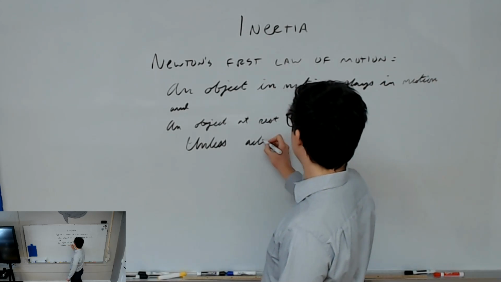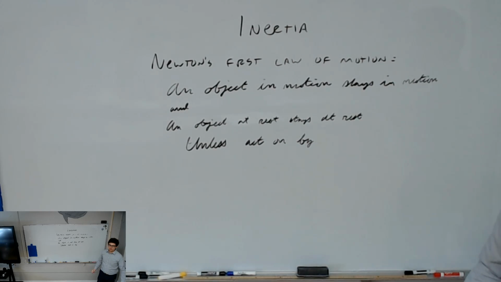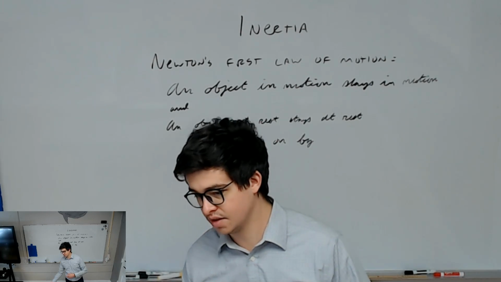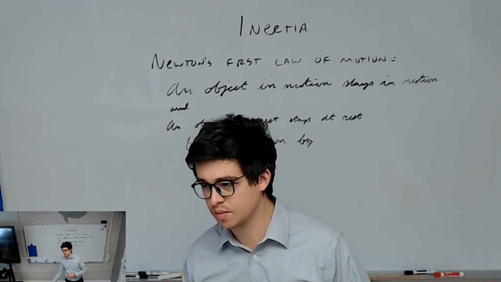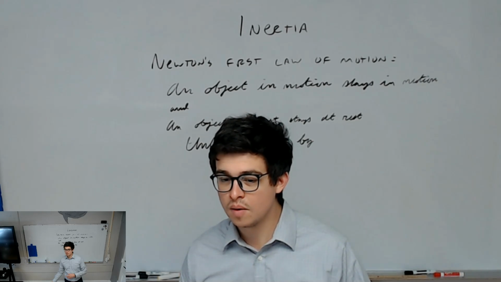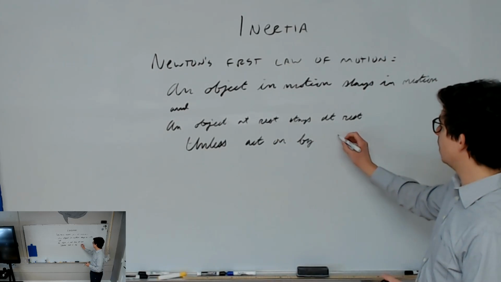Unless acted on by, let's be specific about our force. Outside. Yeah, we can say outside, but how strong does the force have to be to make it change its motion? Look, I'm putting a force on this, and it's not moving. What does the force have to be to make it move? Stronger. What? Unbalanced. Not acted upon by an unbalanced force.